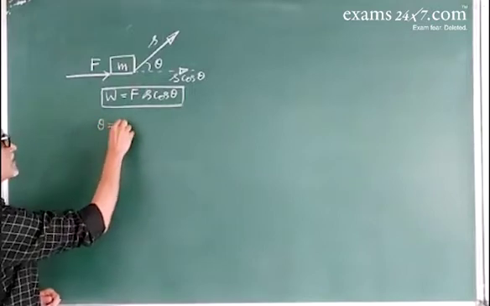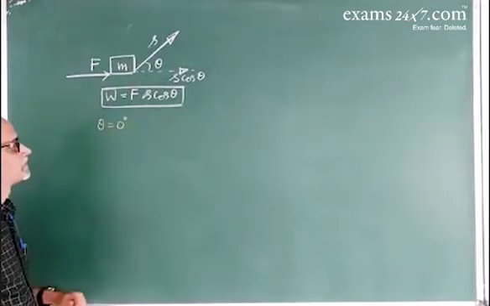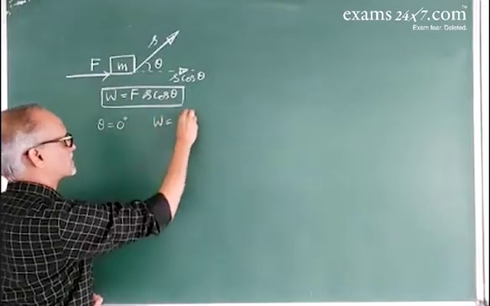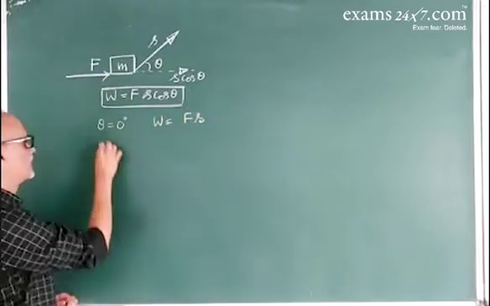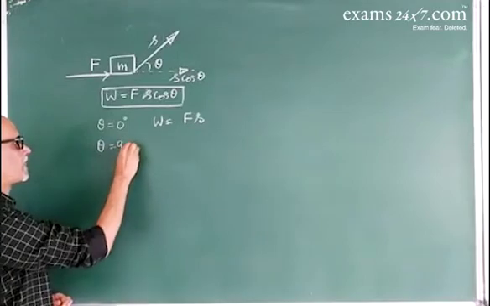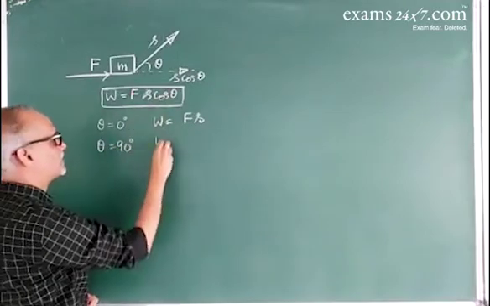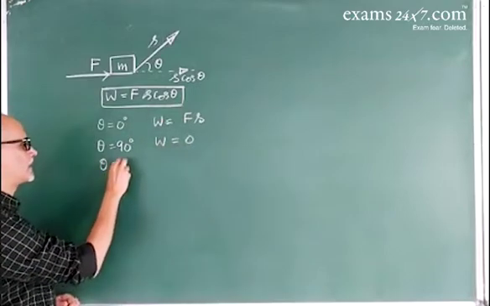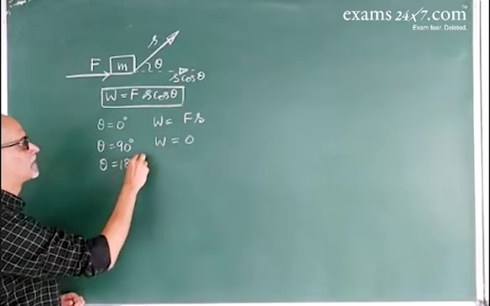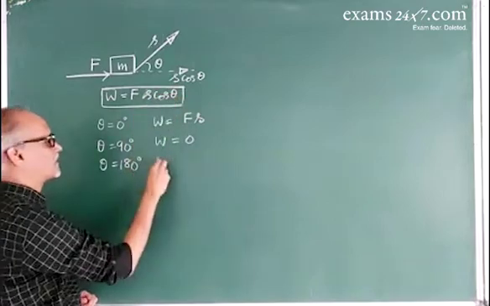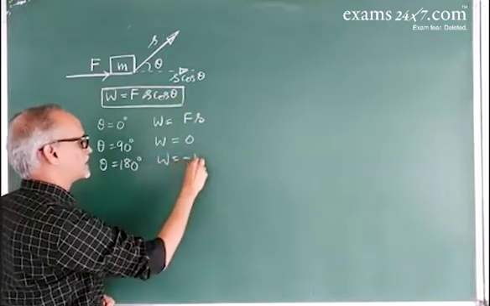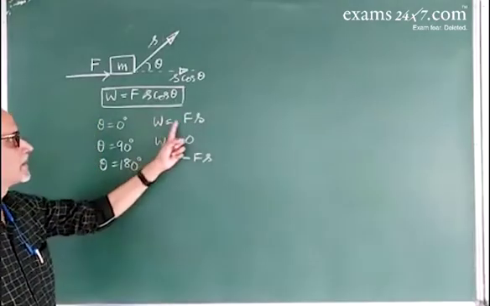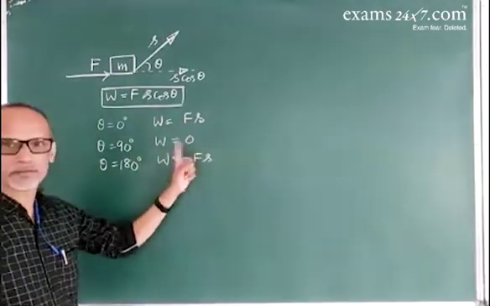If theta is equal to 0 degree, then cos 0 is 1, so we get W is equal to Fs. If theta is 90 degree, cos 90 is 0, we get W is equal to 0. If theta is equal to 180 degree, cos 180 is minus 1, so we get W is equal to minus Fs. That is, work done is either positive or 0 or negative.